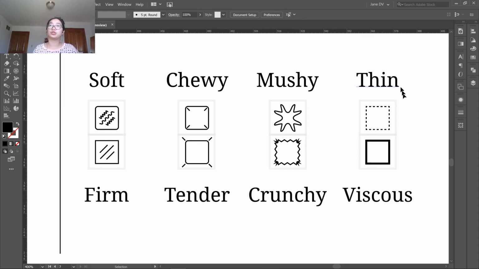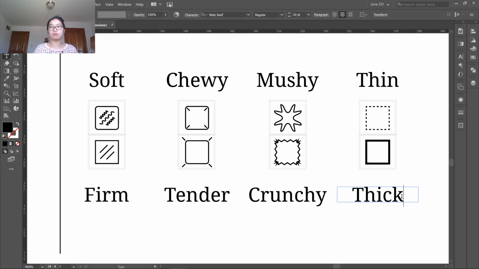This applies more to soups, or if there's a lot of liquid that comes with the dish. So it could be thin or it could be viscous. Viscous is really, really thick. I might call it thick, because viscous might not be the right term. Let's see. Thick. I don't know. I'll think about that. I have to think about the word a bit more.